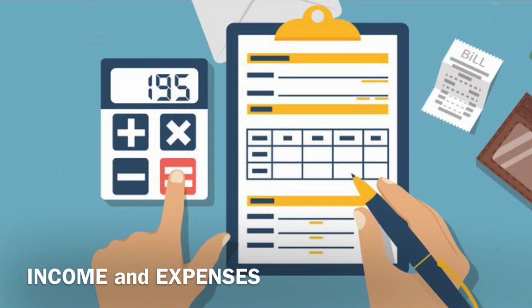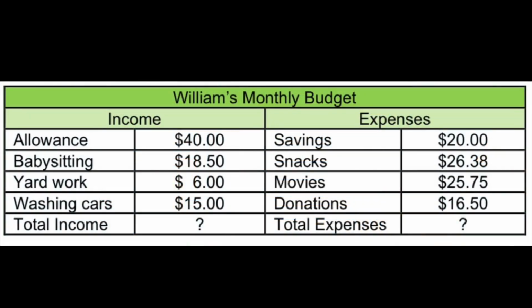So in order to create a budget and keep a balanced budget, you have to make sure that your expenses do not exceed your income. In order to have a balanced budget, the income and the expenses have to match. You cannot spend more money on your expenses than the money that you receive over that given period of time. Now that we know the differences between income and expenses, we're going to look at William's monthly budget.